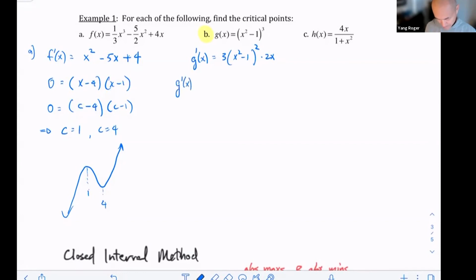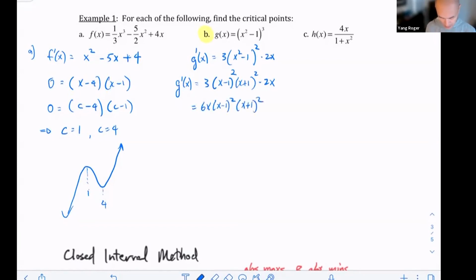We need to factor x squared minus 1. This is a classic difference of two squares. So it's going to give you x minus 1 times x plus 1, right? But because I have the square there, I got to square each factor. And then you got times 2x. It seems weird not to combine the 3 and the 2 together. So let me write it as 6x times (x minus 1) squared times (x plus 1) squared, like this.